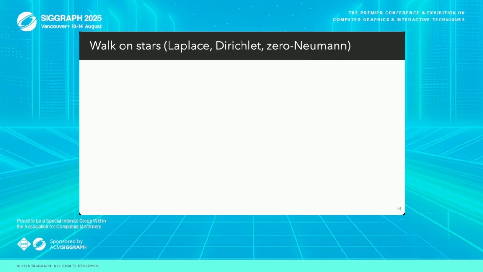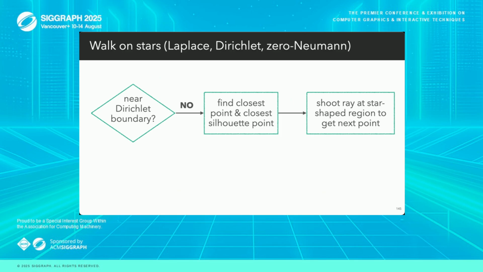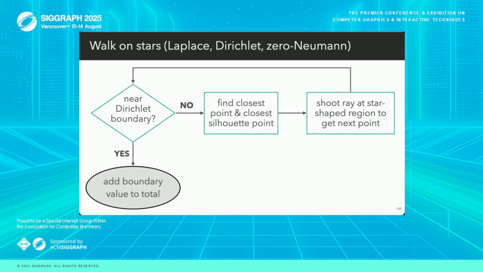So to recap, the final algorithm is actually very simple. We just check if we're near the Dirichlet boundary. If not, we find the closest point and the closest silhouette point, and then we shoot a ray at the corresponding star-shaped region, and that'll give us our next random walk location. And we just repeat this until eventually we reach the Dirichlet boundary, where we add that value to our total. And we just repeat this n times.